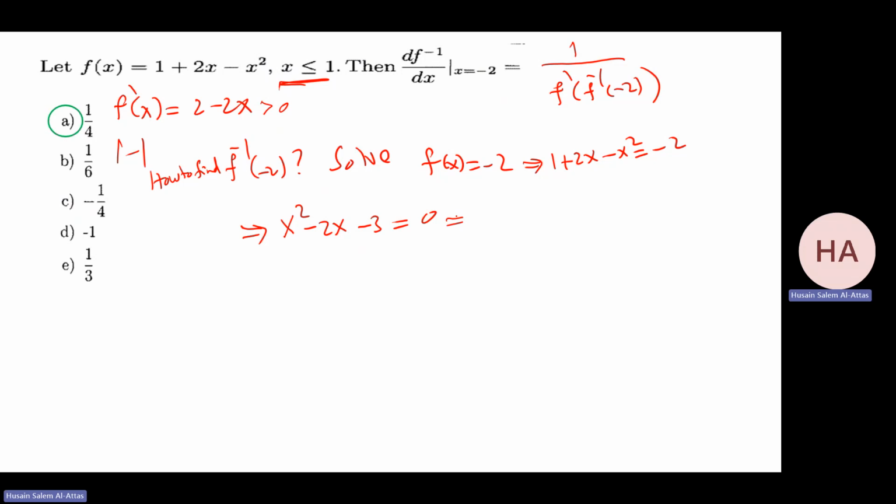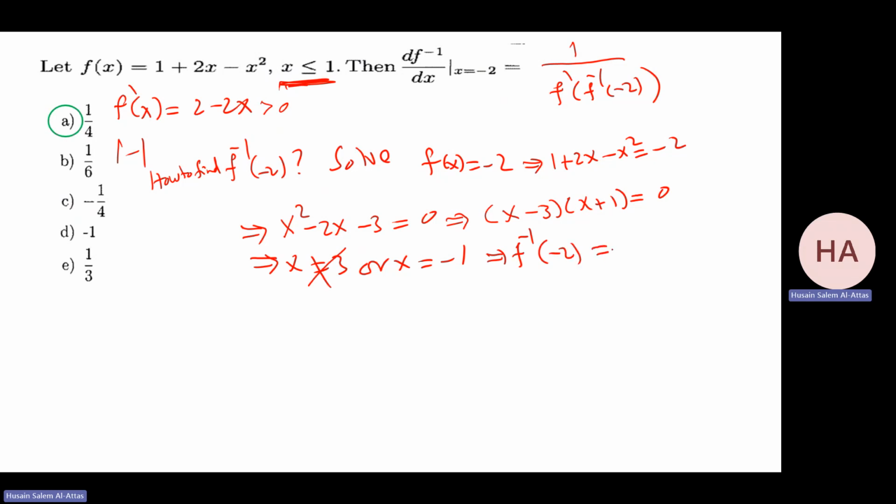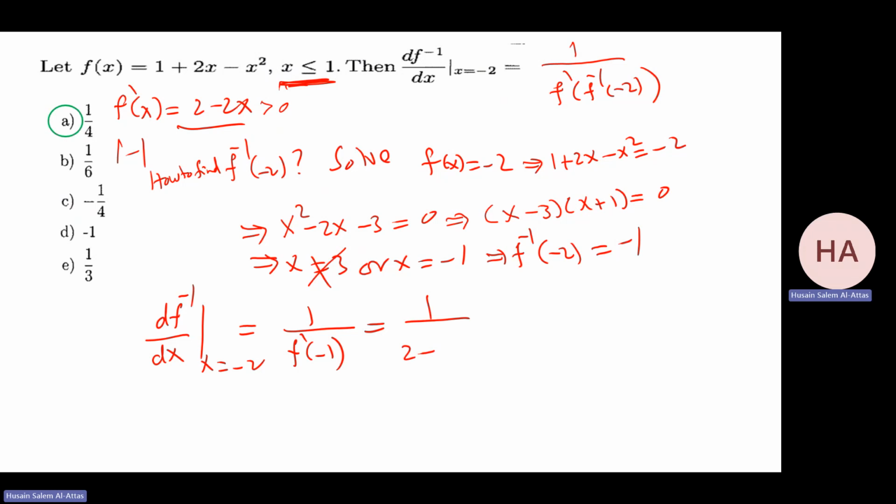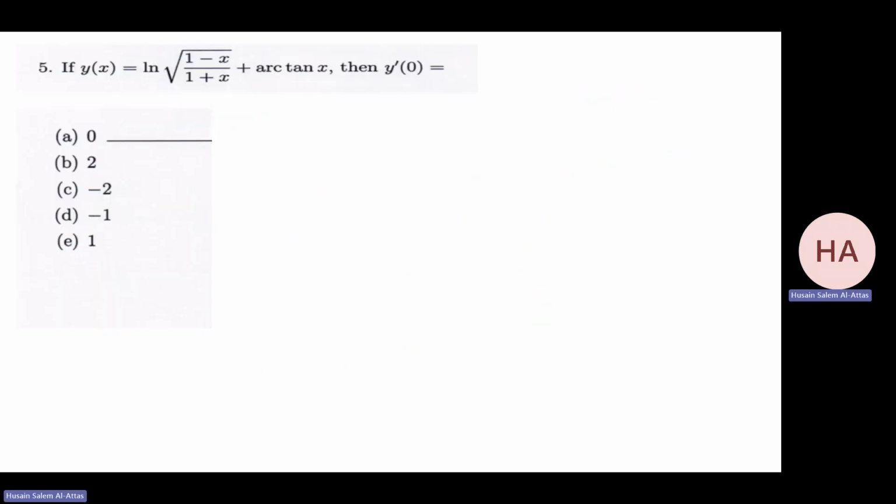So I have (x minus 3) times (x plus 1) equals 0. So I have x equals 3 or x equals minus 1. This is rejected since I have x less than or equal to 1. So that implies f inverse at minus 2 equals minus 1. So that means the f inverse derivative at x equal minus 2 will be 1 over f prime at minus 1. Since this is f prime, that will be 1 over (2 plus 2), which is 1 over 4.